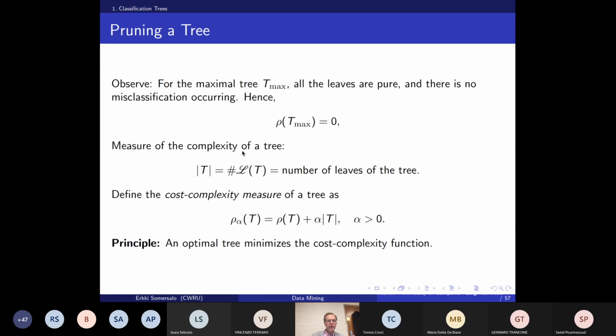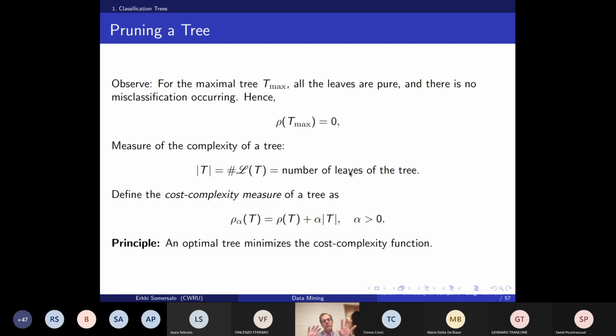Now you have something which is called the complexity of the tree, and you can measure the complexity, let's say, by asking how many leaves you have in your tree. So the absolute value or size of T is by definition the number of elements in the set of leaves, or number of leaves in the tree. Obviously if you have lots of leaves, you have a complex tree, a huge tree. And so we call that complexity. The measure of complexity is given simply by asking how many leaves you have in a tree.